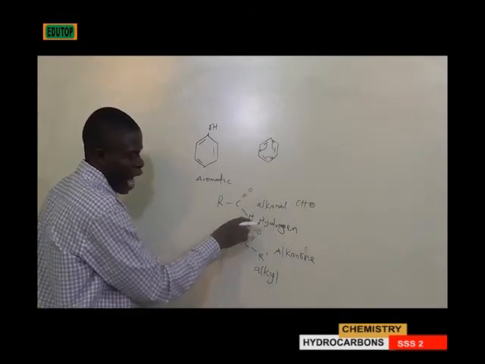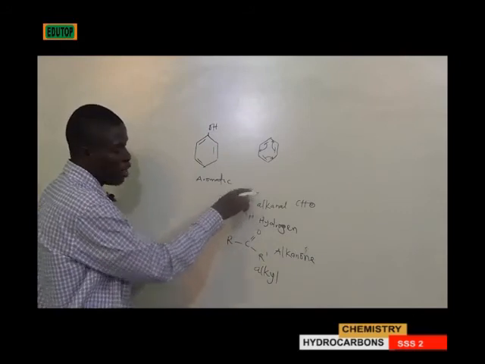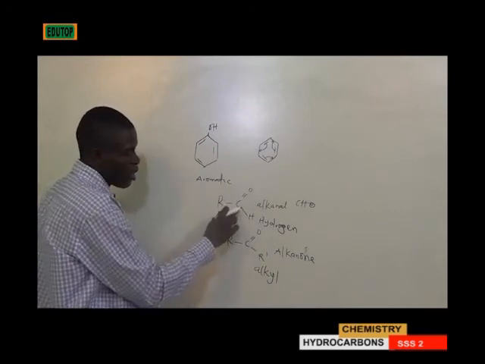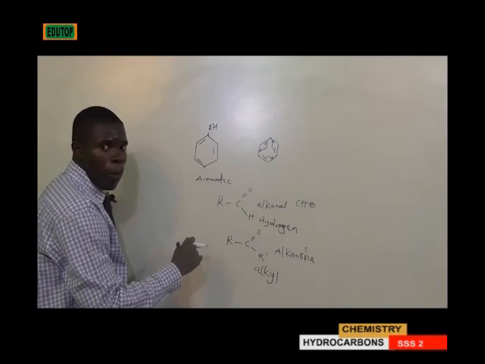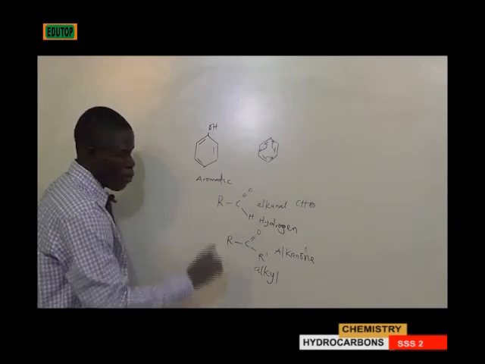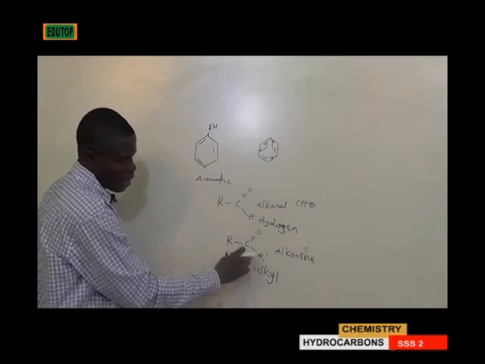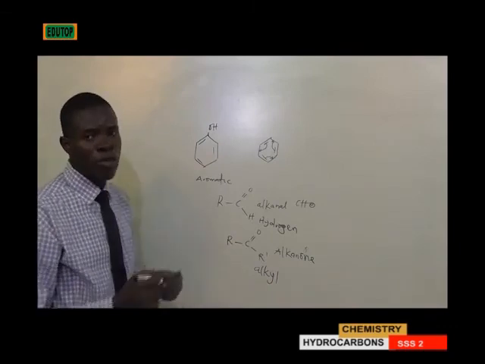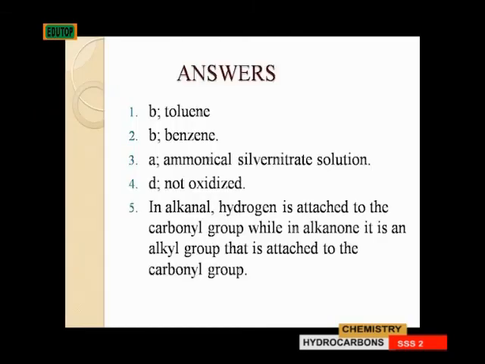In an alkanal, hydrogen is attached to the C double bond O, that is the carbonyl bond or carbonyl group. But here, it is an alkyl group that is attached to that carbonyl group. That is the difference between an alkanal and an alkanone.